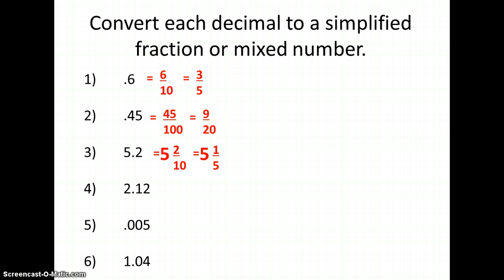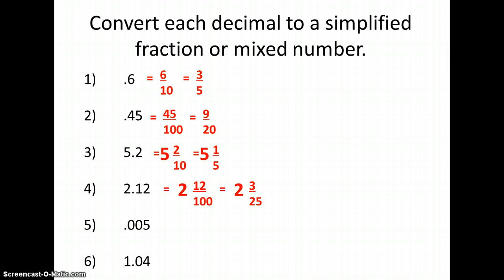Number 4 is the same way. It's got a whole number before the decimal, so I would read it 2 12/100ths, and I would write it with a whole number of 2 and a fraction with 12/100, and then I'd have to simplify, and I would get 2 3/25.